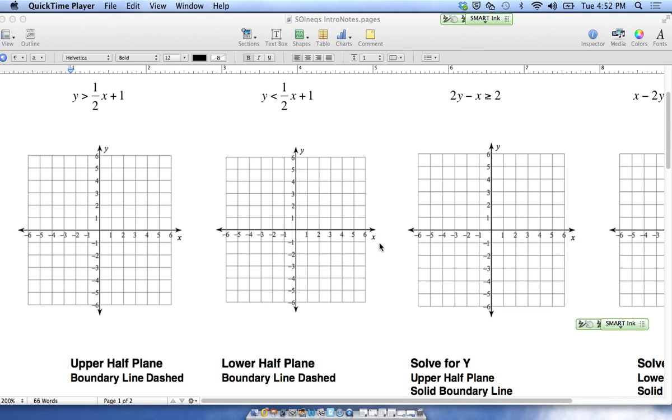Graphing a single line and determining which side of the line contains all of the solutions. So the first inequality, y is greater than 1/2 x plus 1. When I graph the line, I would graph it exactly as if it were y equals 1/2 x plus 1, starting with the y-intercept and then using your slope to plot more points.